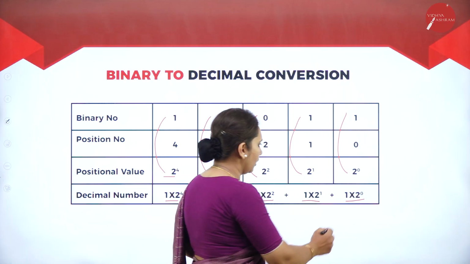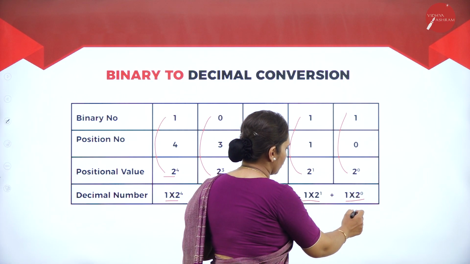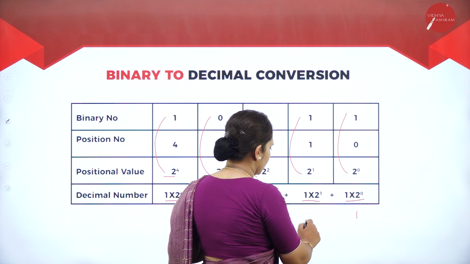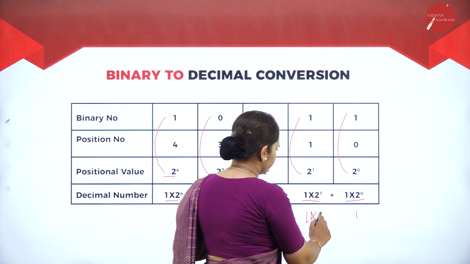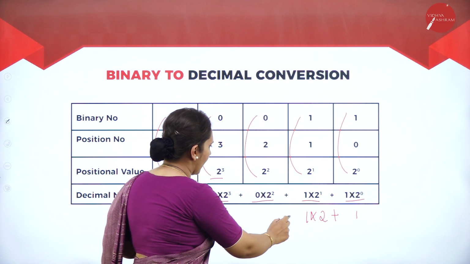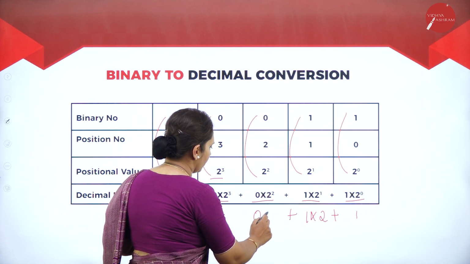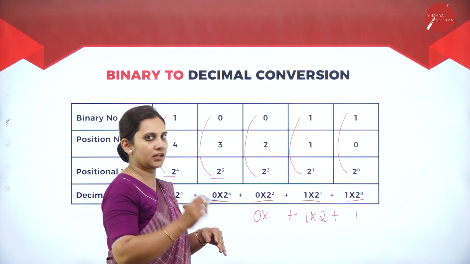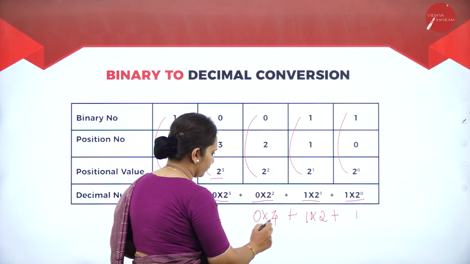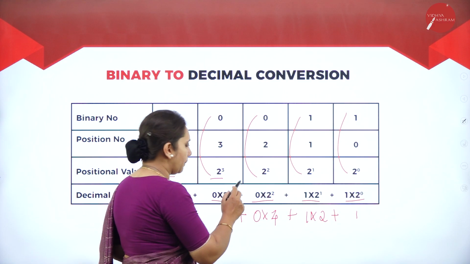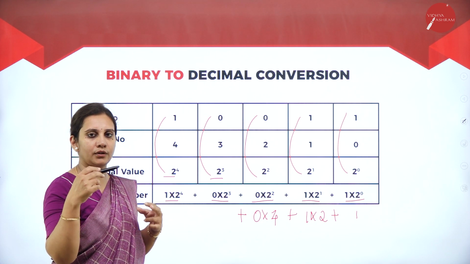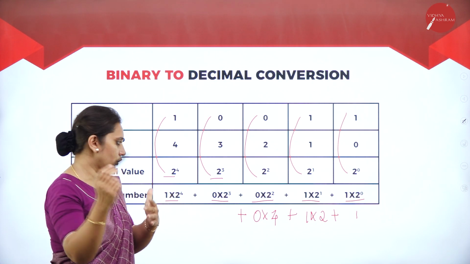I'll start from here. 1 into 2 to the power of 0 is always 1. 1 into 2 to the power of 1 becomes 2. After that I need to add. Again, 0 into 2 to the power of 2, which is 2 times 2, I multiply 2 times and get 4. Again 2 to the power of 3: I need to multiply 2 three times. 2 twos are 4, 4 twos are 8.